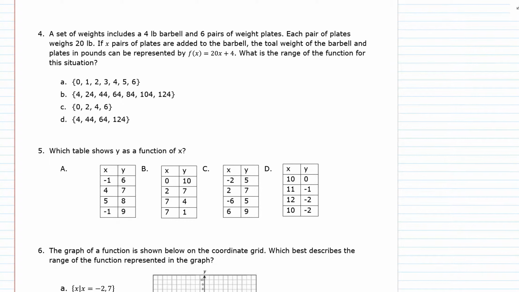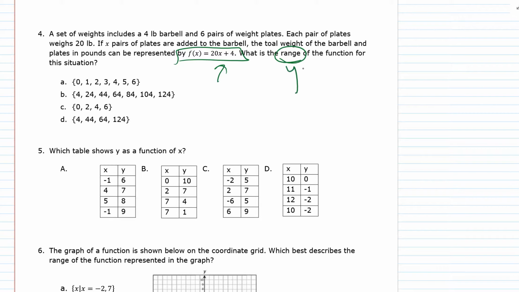Moving to number 4, it asks us about barbells and weights. Each pair of plates is placed on it. If X pairs of plates add to the barbell, it gives us the function. It wouldn't have had to. Based on the story it told us, we could have come up with that ourselves. And it asks us for the range.